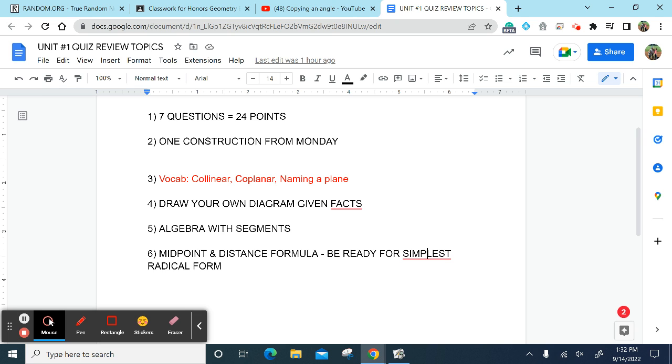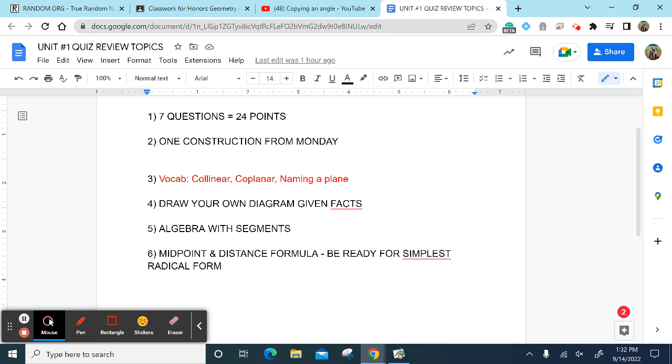Naming a plane. How do I name a plane? 2 different ways to name a plane tomorrow. Capital letter in the corner, or what about 3 points? 3 points that don't form a line. You can name a plane. Correct. Draw your own diagram.